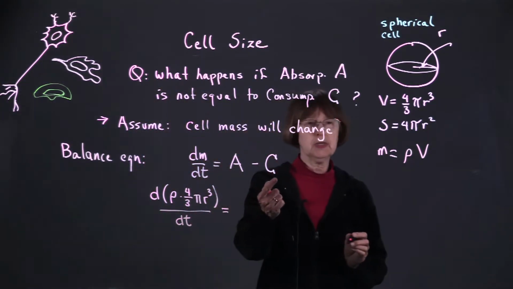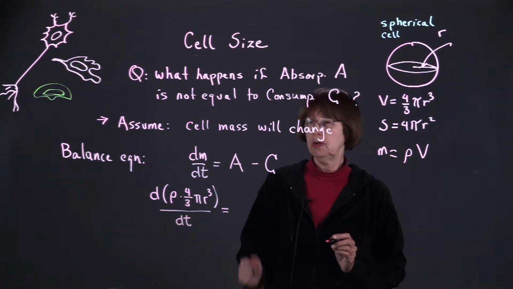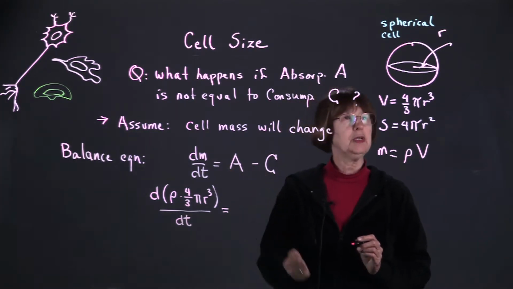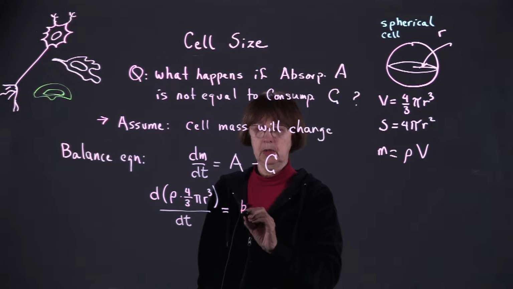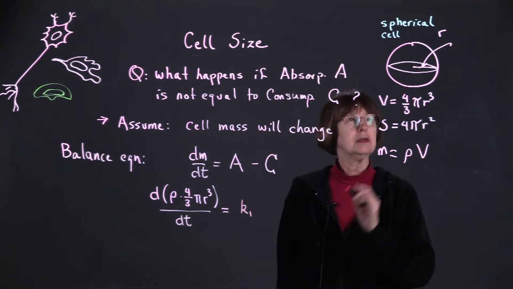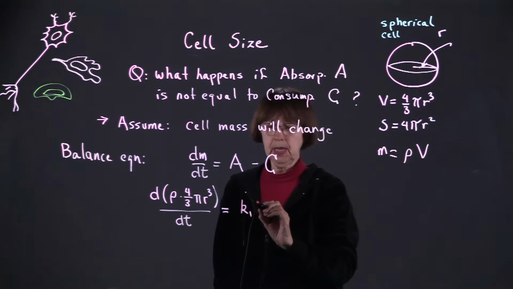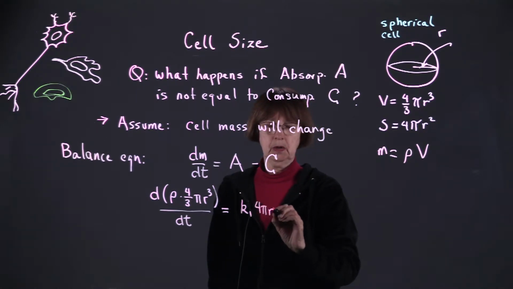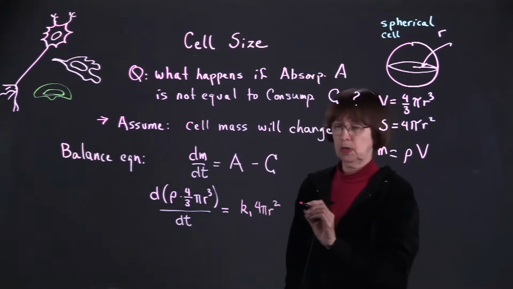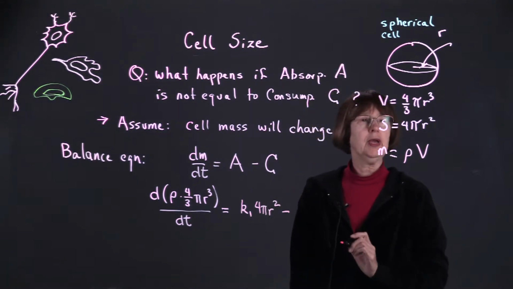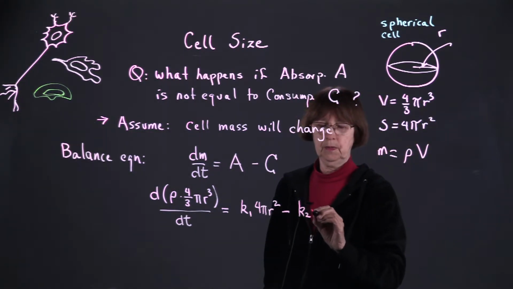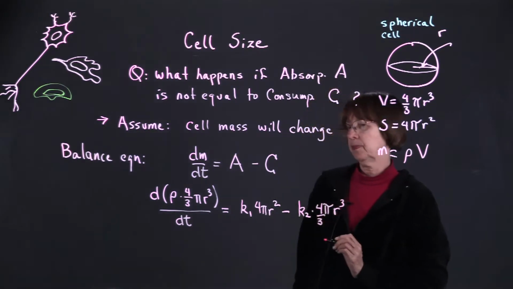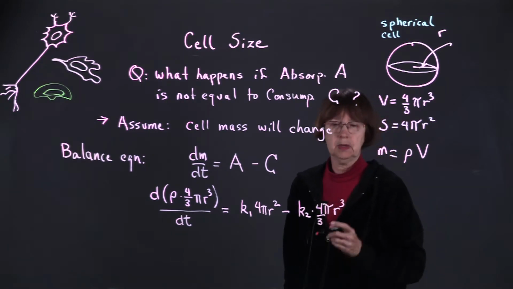Let's use the same assumptions as we did way back in our early discussion about the way that absorption and consumption depend on cell features, cell geometry. The absorption rate, remember, was simply a constant times the surface area, K1 times 4 pi r squared, as we assumed in earlier chapters. And the consumption rate is some other constant multiplied by the volume of the cell, so K2 times 4/3 pi r cubed.